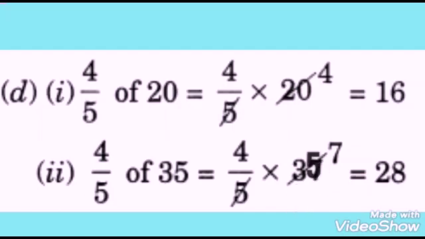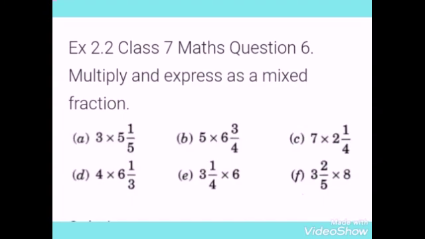In D, first subdivision 4 by 5 of 20 which is equal to 4 by 5 into 20. So while cancelling 5 and 20 we will be getting 5 1 time is 5 and 5 4s are 20. So now the numerators 4 into 4 is equal to 16. Second subdivision 4 by 5 of 35 which is equal to 4 by 5 into 35. While cancelling 5 and 35 we will be getting 5 1 time is 5 and 5 7 times are 35. Now the numerators 4 into 7 is equal to 28.